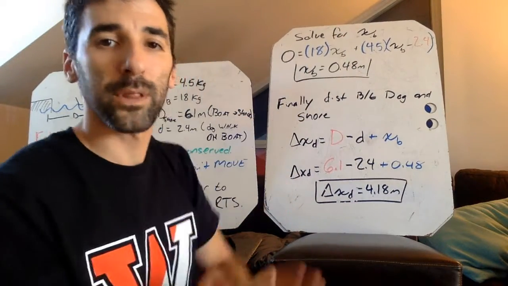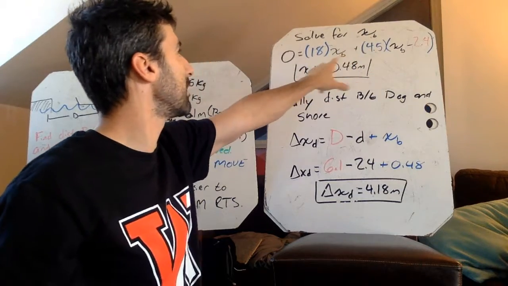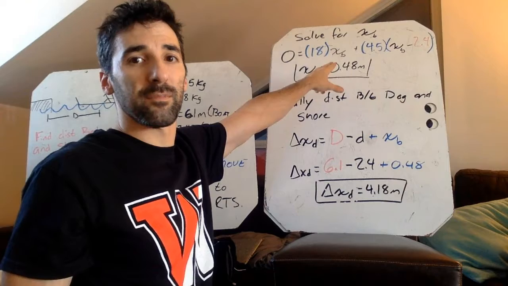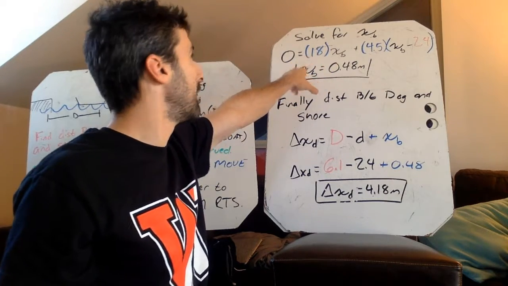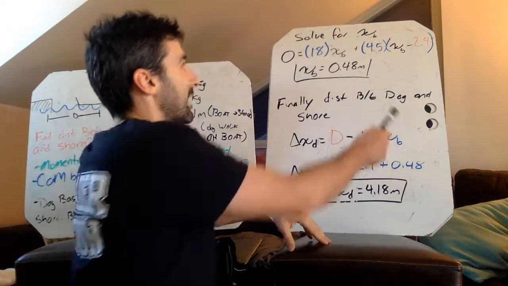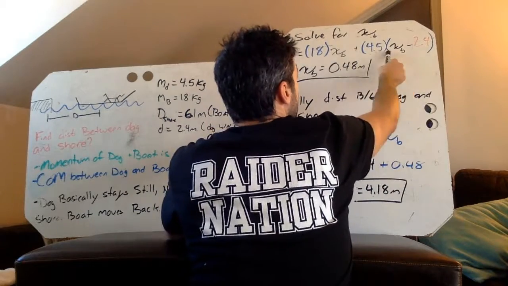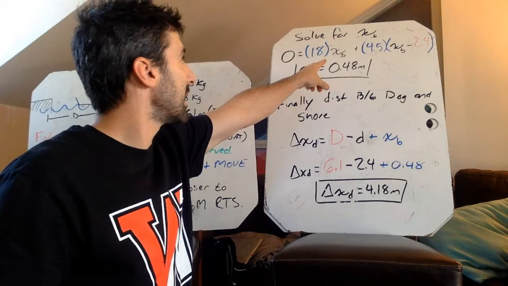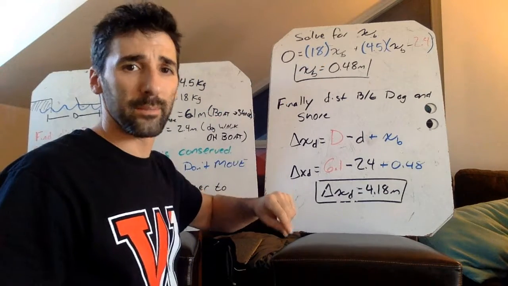is now I can plug my numbers in and I can rearrange my variables and solve for delta xb. I know 18 times the displacement of my boat, 18 was the mass of my boat, plus 4.5, and again, this was the distance the dog moved with respect to the boat. Rearrange, solve for the distance the boat moves is 0.48 meters.